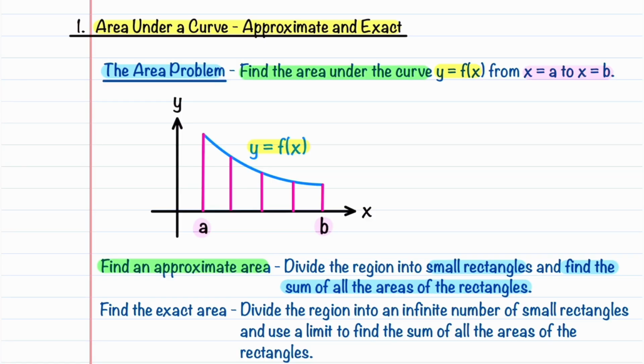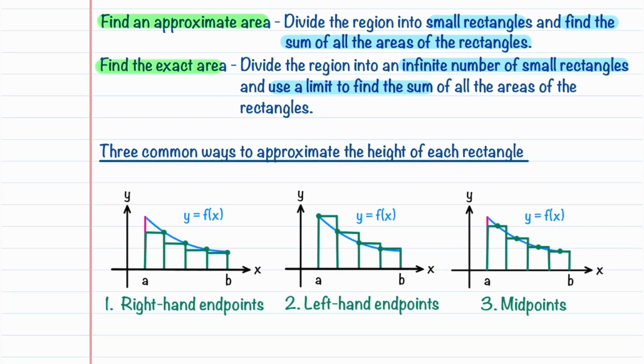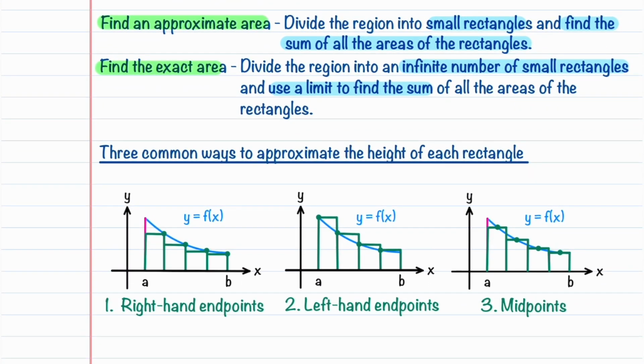We can find the exact area by dividing the region into an infinite number of small rectangles and then using a limit to find the sum of all the areas of the rectangles. When we approximate the area under a curve, the width of each rectangle is usually the same, and the height depends on the function y is equal to f of x, shown down here in our graphs.